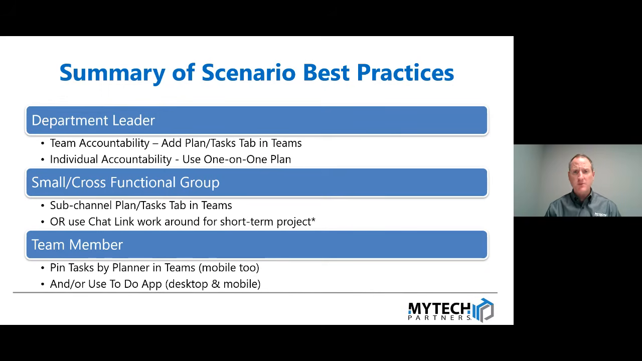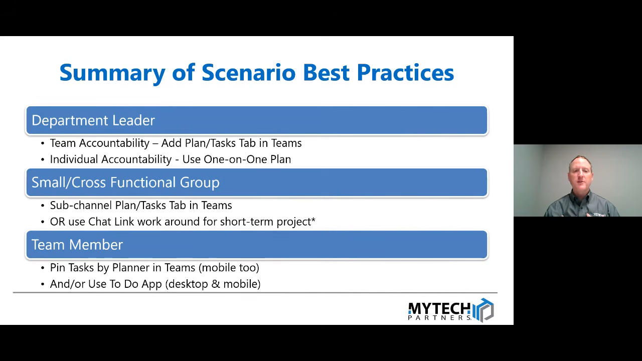If you have a small cross-functional group, if it's a long-standing group that's going to persist, I would recommend making it a team and using Planner in the same way that we used it in the department setting. But if it's just a short-term group that's going to have a project and go away, one of the ways you could do it is the workaround by creating a plan and linking it to a chat, which can also help.